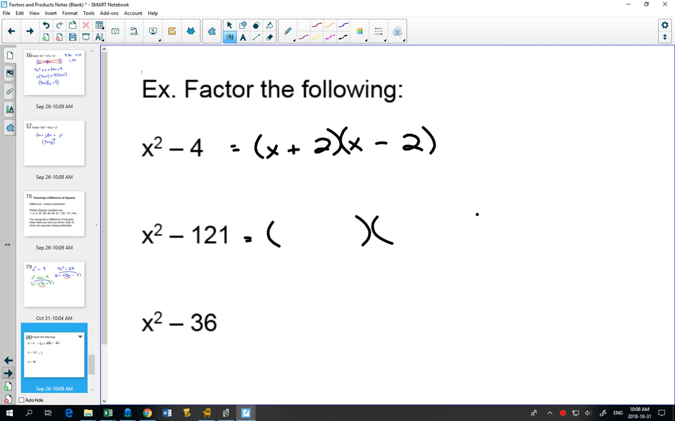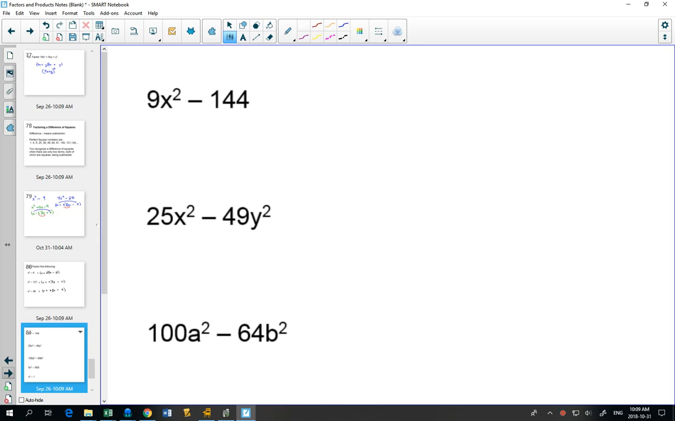121, difference of squares, x, 11, and 11. One's plus, one's minus. Yes, 11 times 11 is 121. X, 6 and 6, one's plus, one's minus. If you quickly multiply all of those ones on the right-hand side out in your head, you will see that they simplify perfectly to be what's on the left. There are another 5 for you to do.